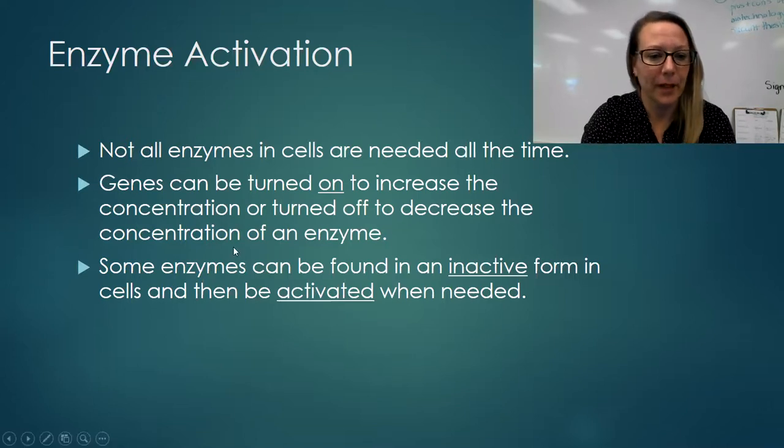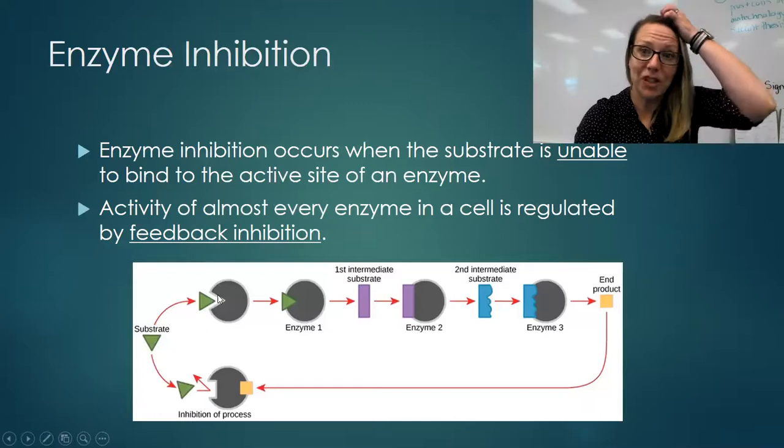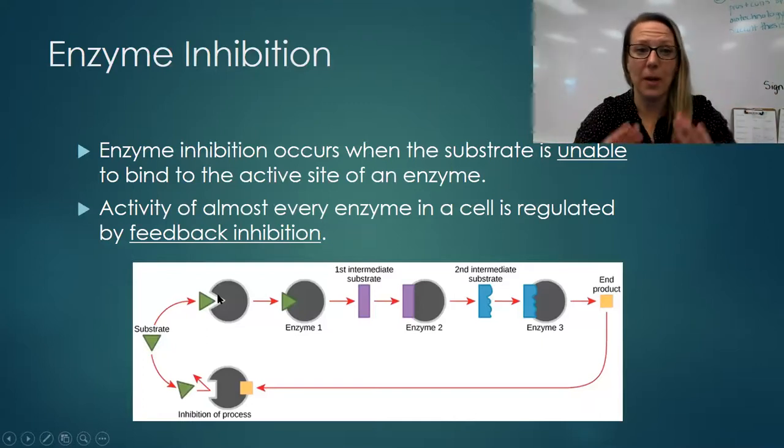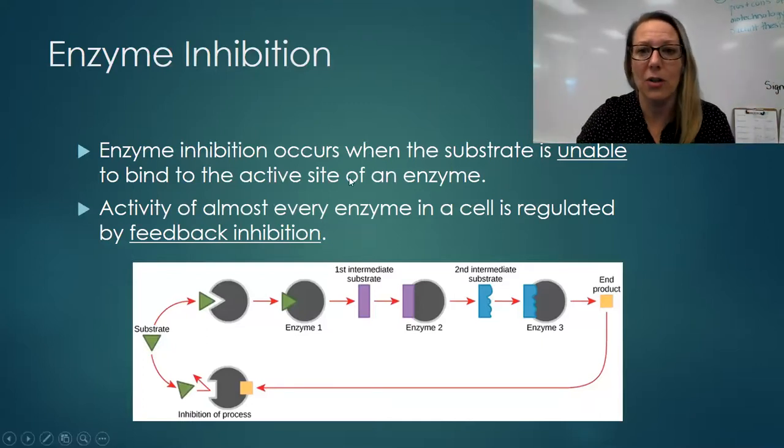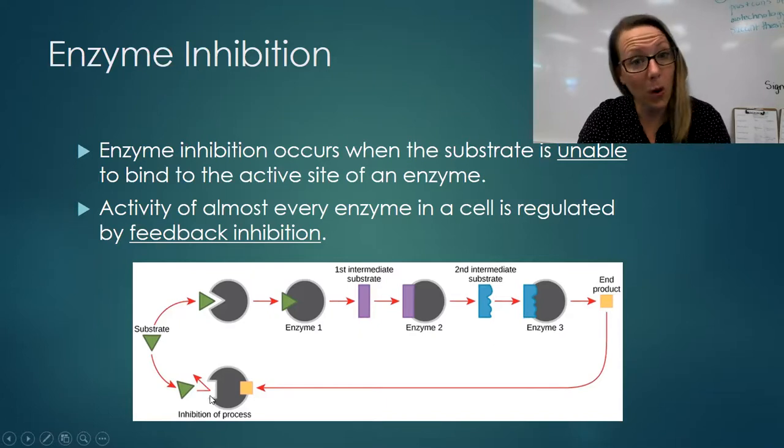Okay. Enzyme inhibition. Inhibition means stop. So enzyme inhibition occurs when the substrate is unable to bind to the active site of an enzyme. What would prevent it from binding to the active site? What happens is, if the shape is changed, it would not bind. Or if something else is filling the active site, it would not bind.